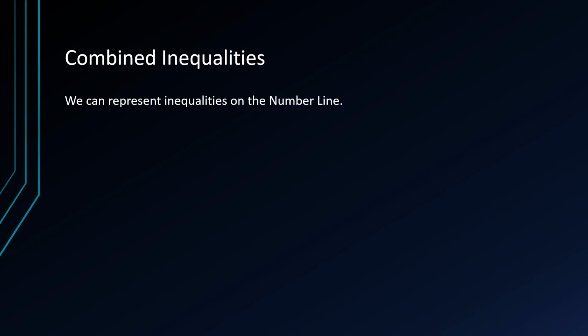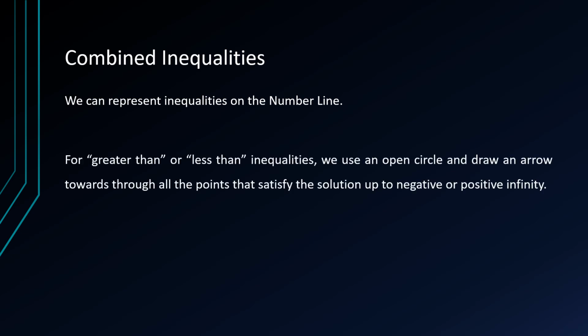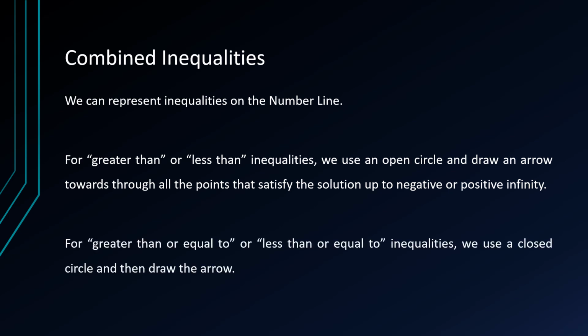We can also represent combined inequalities on the number line. For greater than or less than inequalities, we use an open or empty circle and draw an arrow through all the points that satisfy the solution up to negative or positive infinity. For greater than or equal to or less than or equal to inequalities, we use a closed or filled-in circle and then draw the arrow. If the solutions are between 2 points on the line, then no arrows need to be drawn. Just connect the points by drawing a thick line between them.